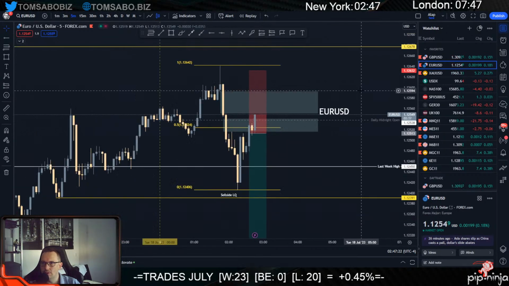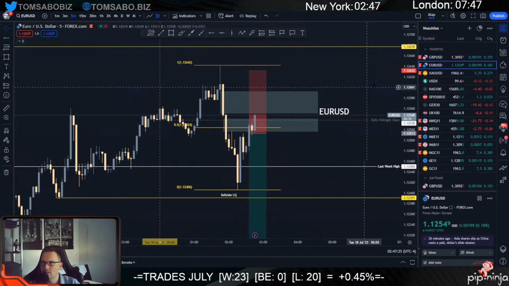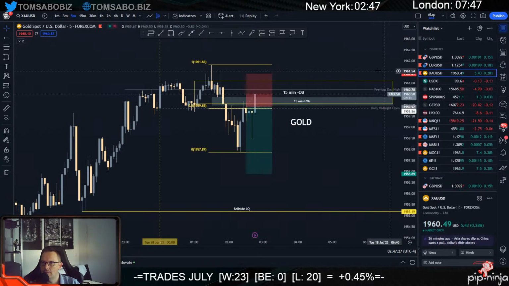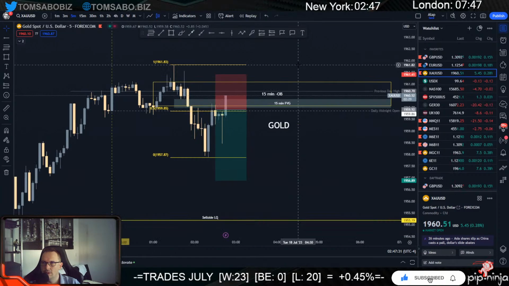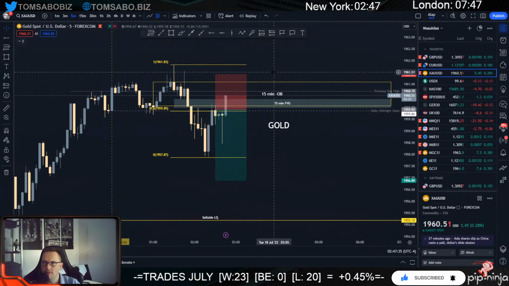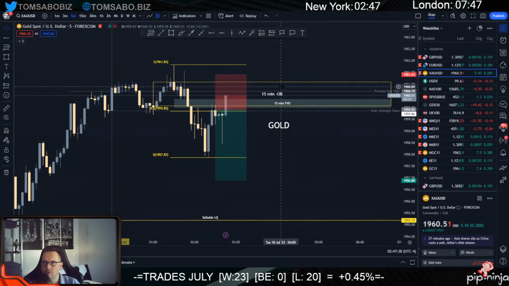Okay, so unfortunately euro is trading back up there, which is not good. Gold as well. Now gold is trading still inside the bearish order block.